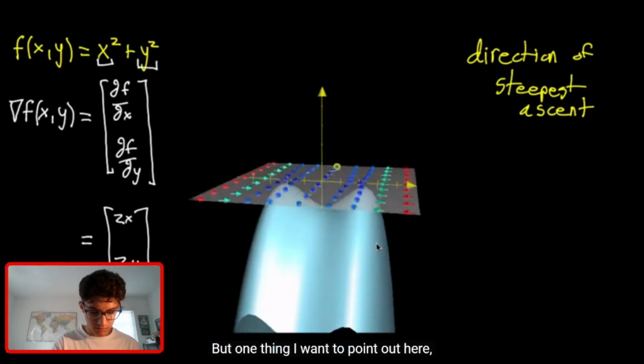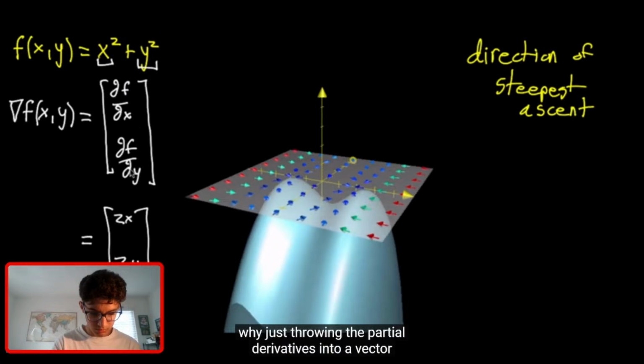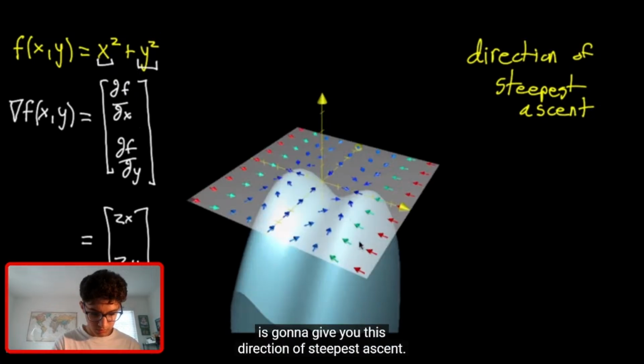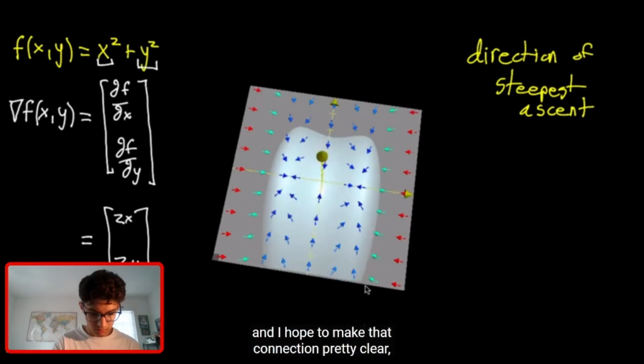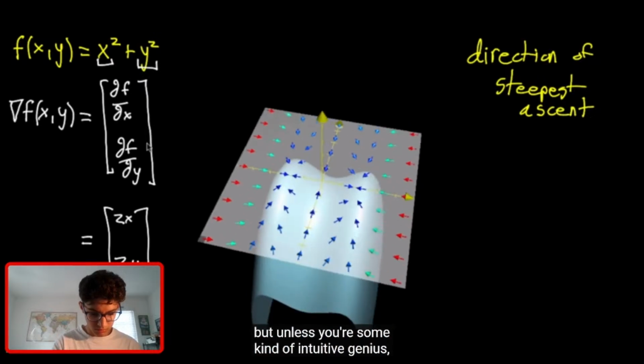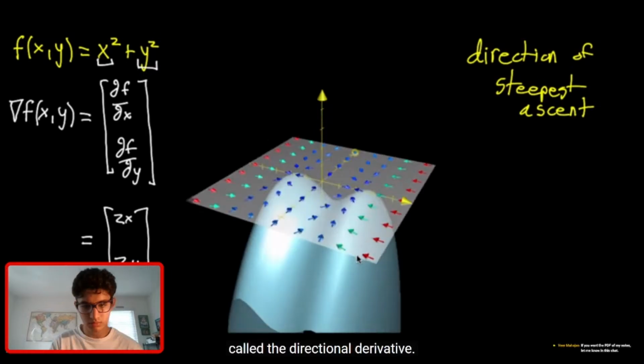But one thing I want to point out here: it doesn't immediately make sense why just throwing the partial derivatives into a vector is going to give you this direction of steepest descent. Ultimately, it will. We're going to talk through that, and I hope to make that connection pretty clear. But unless you're some kind of intuitive genius, I don't think that connection is at all obvious at first. But you will see it in due time. It's going to require something called the directional derivative.